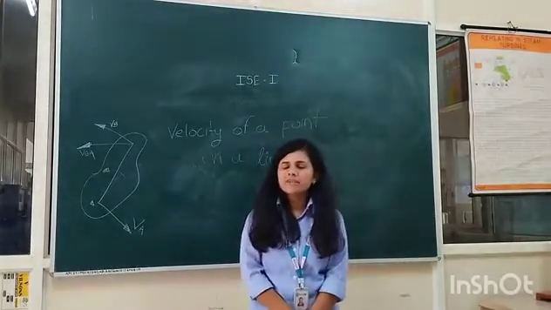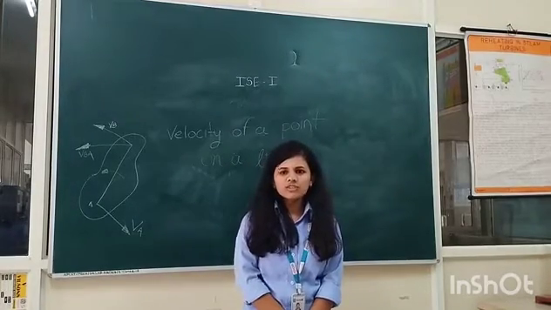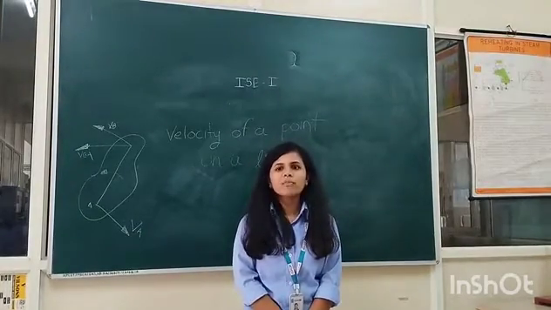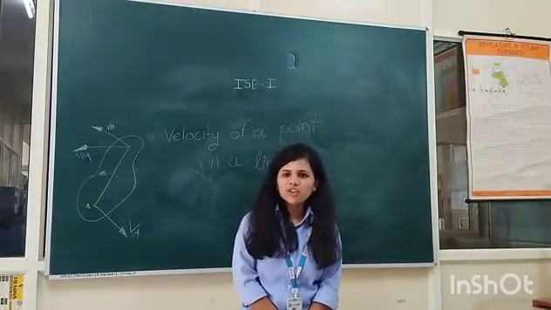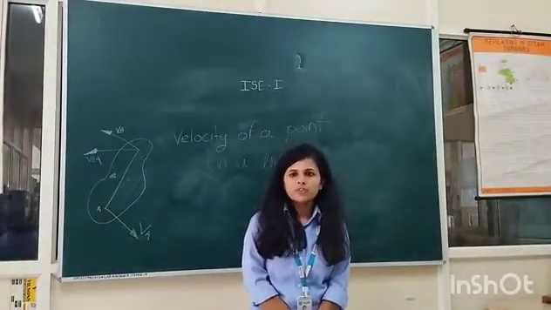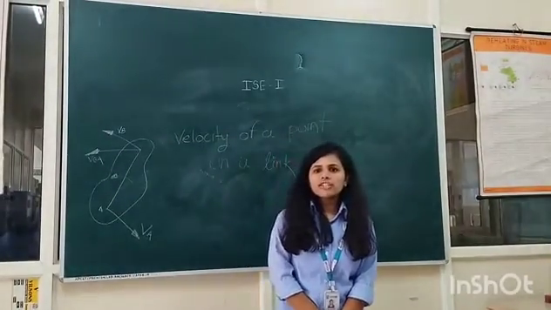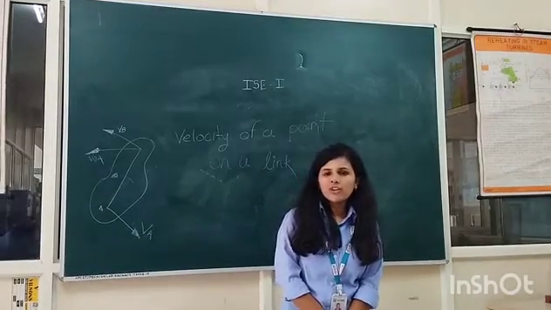First of all, what is meant by velocity? Velocity refers to the rate of change of position of a point on the link with respect to time. It is a vector quantity, meaning it has both direction as well as magnitude. Then, the components of velocity.